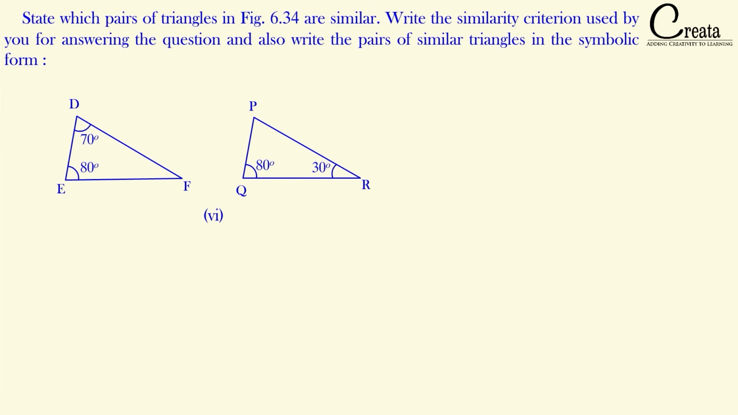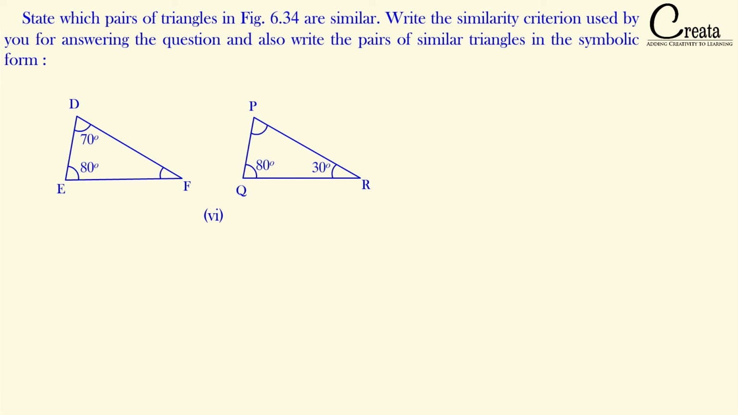Here we are given the triangle DEF and the triangle PQR. Here two angles of each triangle are given. One angle is missing in both triangles. In triangle DEF, 70 and 80 degrees are given, and in triangle PQR, 30 degrees and 80 degrees are given. Angle E and angle Q are matching, equal to 80 degrees, but angle D and angle R are not matching. Let's find the third missing angle using the sum property of the triangle.